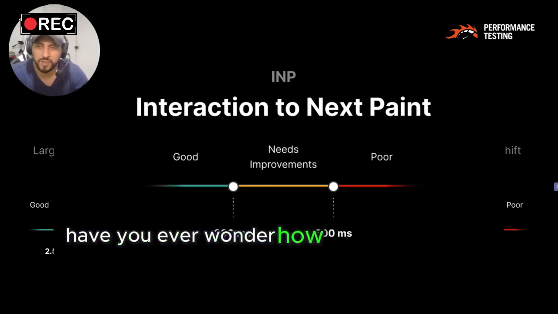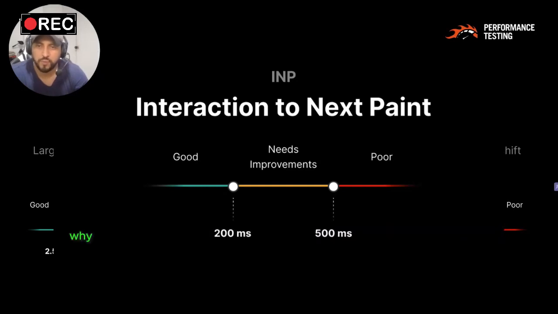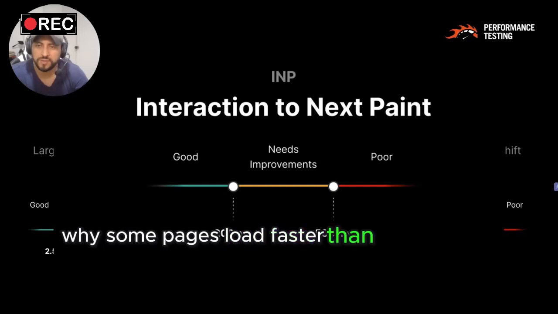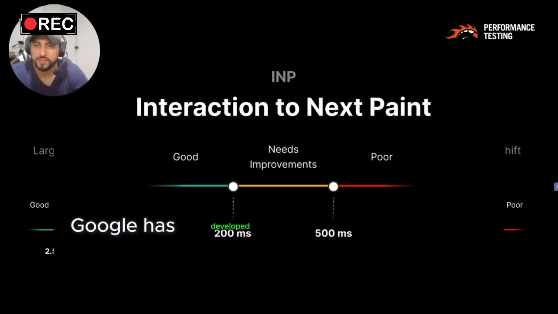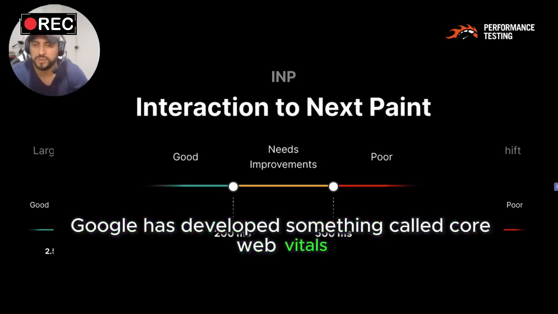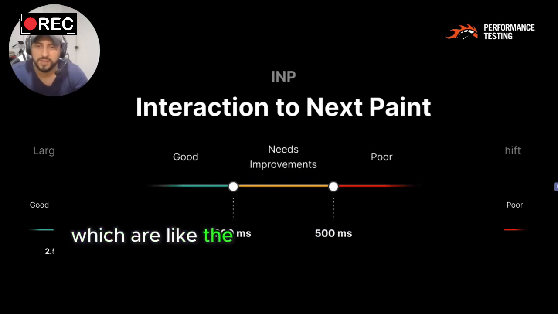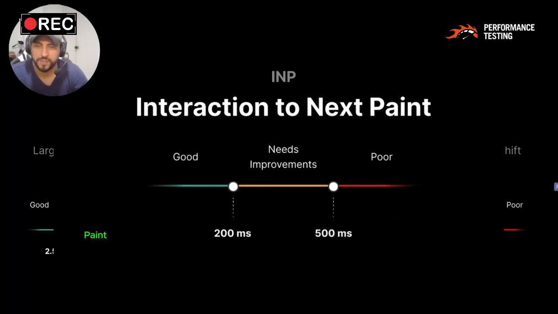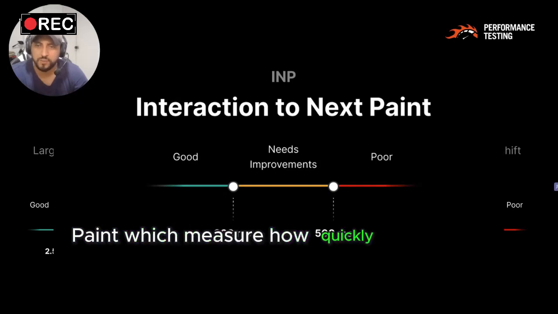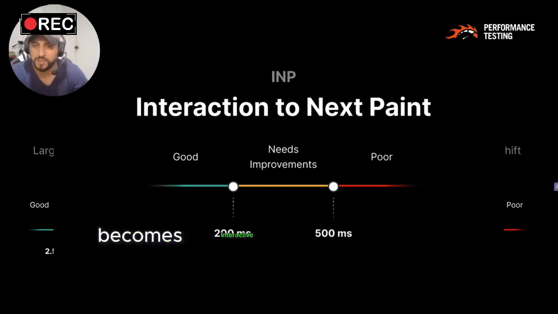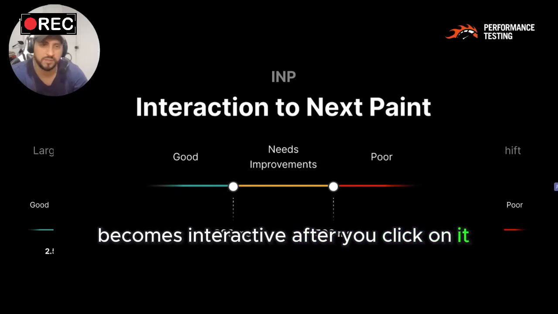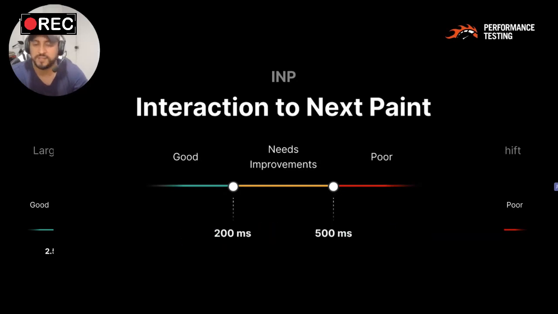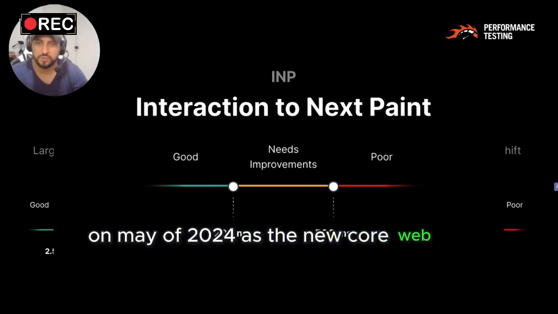Have you ever wondered how websites work and why some pages load faster than others? Well, Google has developed something called Core Web Vitals, which are like the health checkup for websites. One of these vitals is called Interaction to Next Paint, which measures how quickly a web page becomes interactive after you click on it, and it will be released in March of 2024 as the new Core Web Vital.